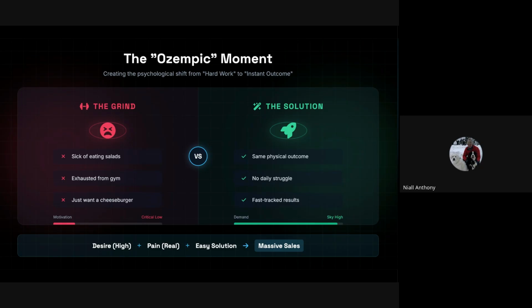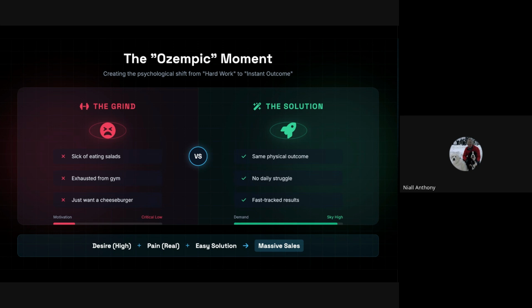They still want to look like the model that they want to look like. They want that outcome, but it's hard. Then all of a sudden, on day 7, Ozempic comes along and helps them achieve the same outcome without all of the pain they experienced. Would they buy it at that point?